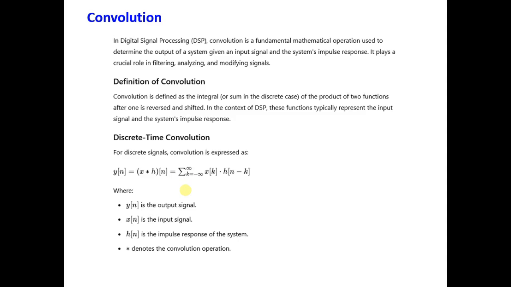So let's look over here. In DSP, convolution is the fundamental mathematical operation which is used to determine the output of the system given an input signal and the system's impulse response, which we have already discussed. And it plays a crucial role in filtering, analyzing, and modifying the signals.